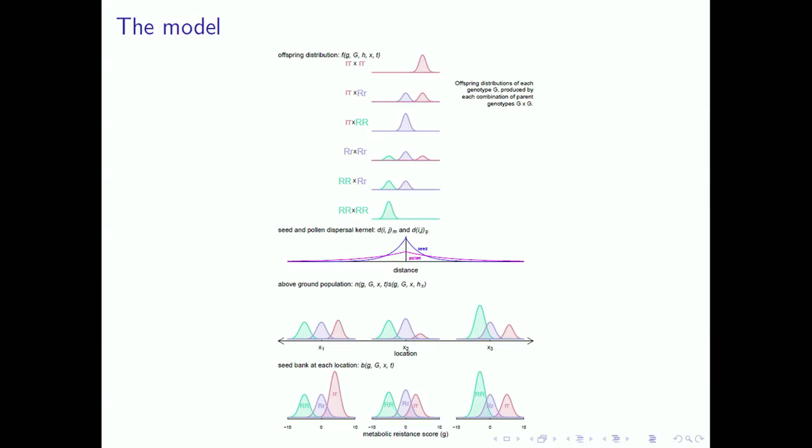And so then we have a seed bank. This plant's an annual grass, but it has a seed bank. The seed bank emerges, comes up out of the ground, gets some herbicide poured on it. Things die or live depending on their genotype. And then those survivors become the parent distributions.